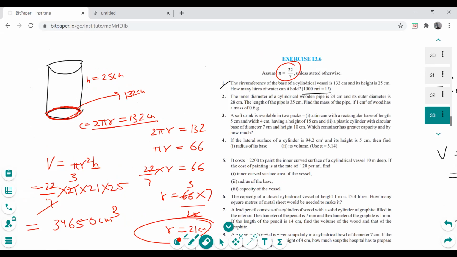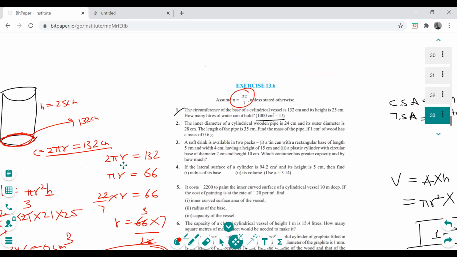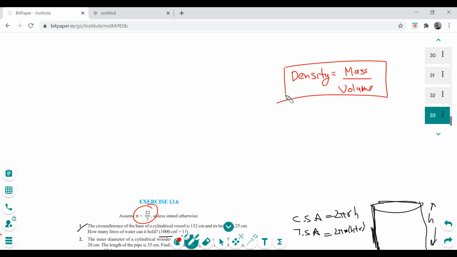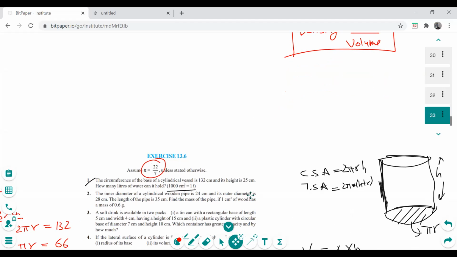Now, before coming to the next question, see, there are so many concepts within these questions. There's something called density. Can anyone tell me the formula for density? It's mass over volume. That's the formula. If you don't remember it, you can remember it now. Density formula is mass over volume. You can write it down in your exercise 13.6 just in front of question 2, so that whenever you come to this exercise, you know this formula. Now question number 2.